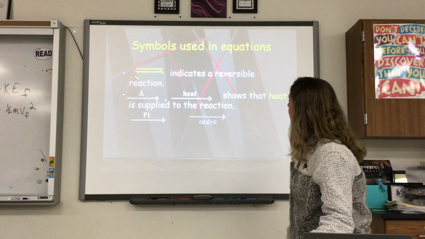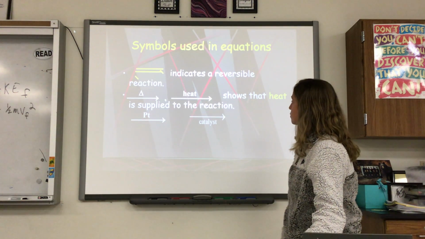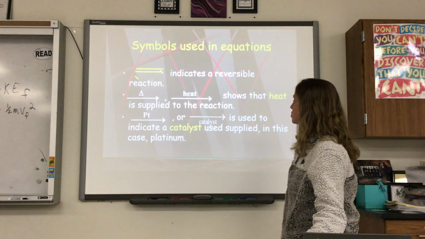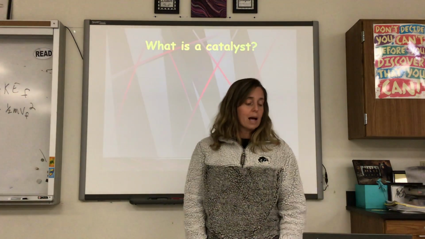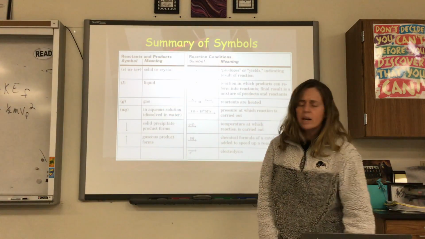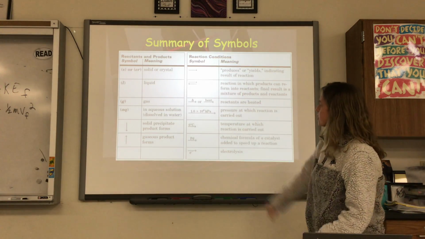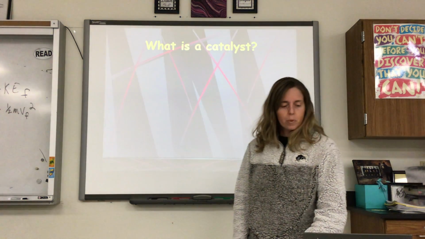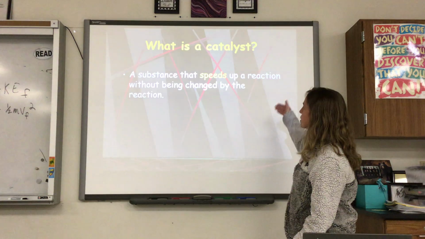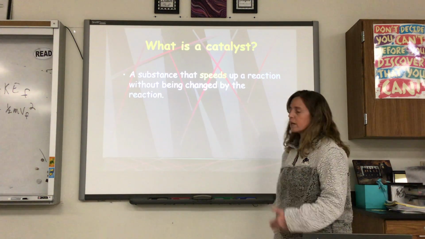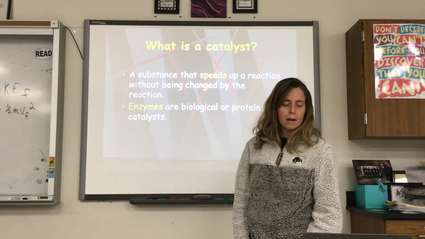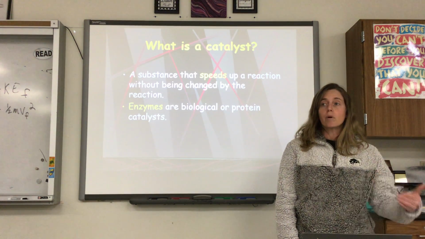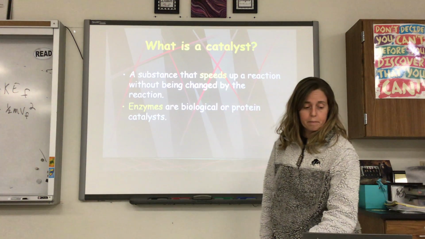So once again, that triangle shows that heat is supplied to the reaction. The element above the arrow is used to indicate a catalyst, in this case, platinum, okay? Now here's a summary of all of what I just covered, and that'll be in the notes. So what is a catalyst? It's a substance that speeds up a reaction without being changed by the reaction, okay? If you're looking at biology, enzymes are biological or protein catalysts, okay?